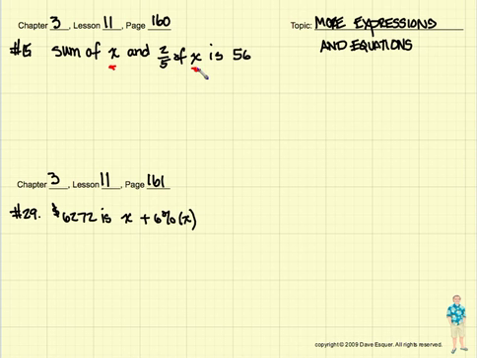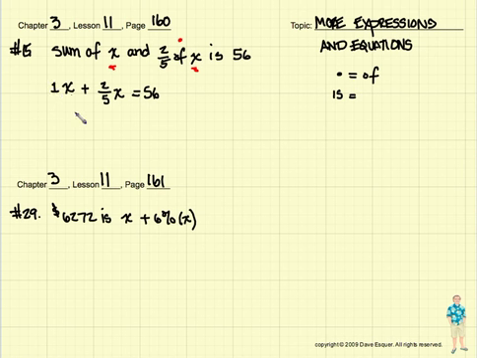is 56. Remember, of stands for multiply. So whenever we see of, we can always substitute multiply. So we have an equation that looks like x plus 2/5 of x is equal to 56. So some of our key words: of is multiply, and is stands for the equal sign.